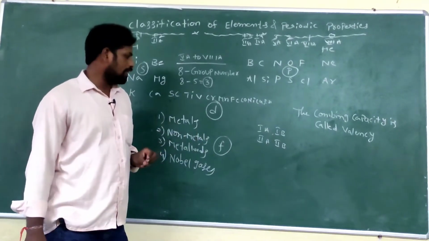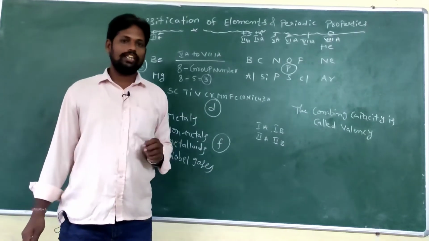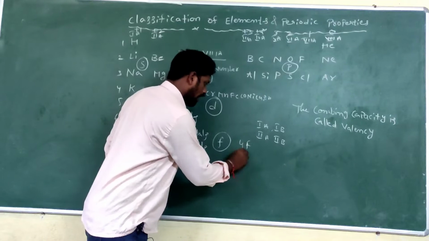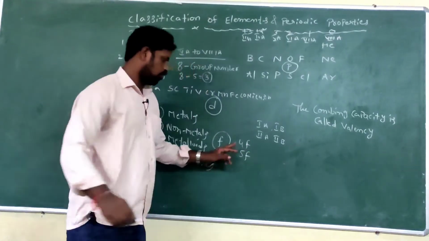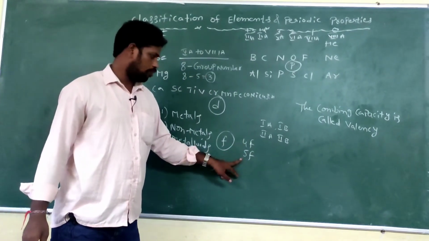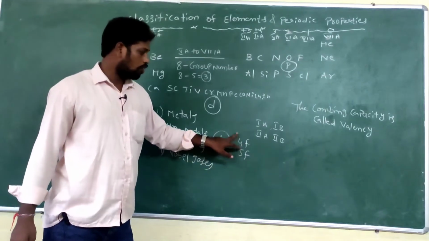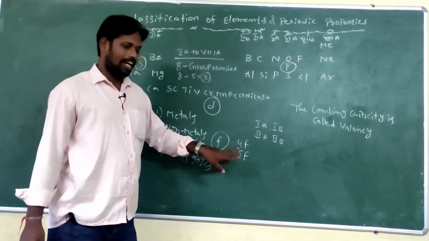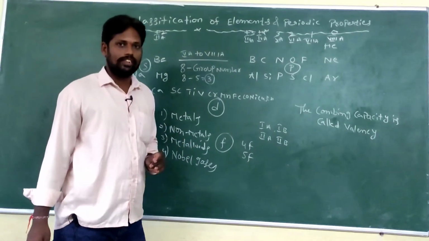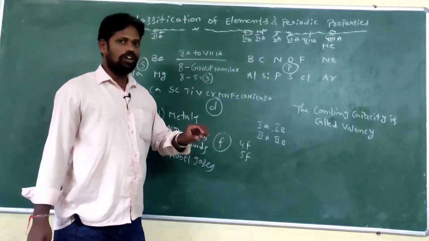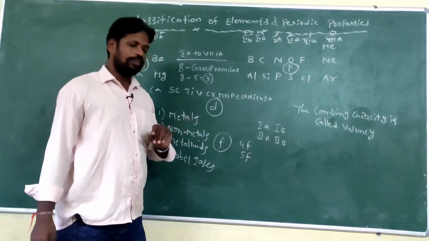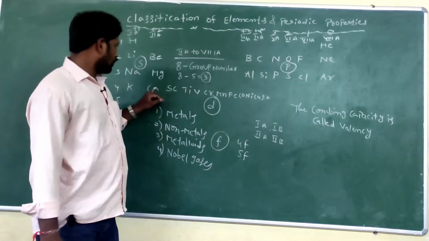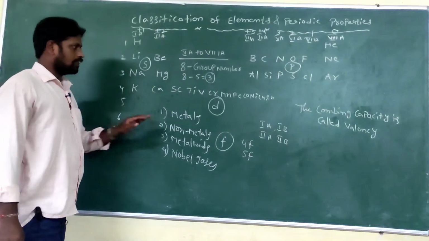F block elements are divided into two categories: one is 4F, another one is 5F. The 4F elements are called lanthanides, and the 5F elements are called actinides. Okay, now that is the F block elements.